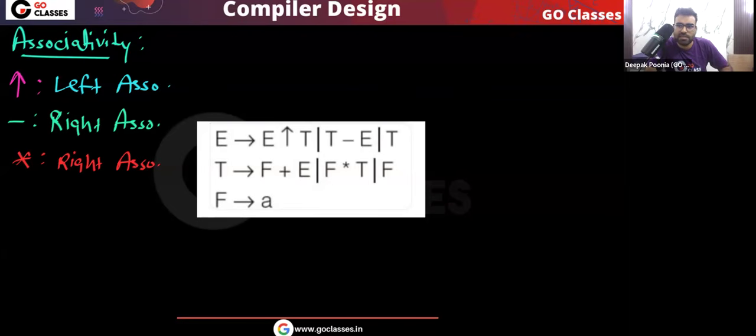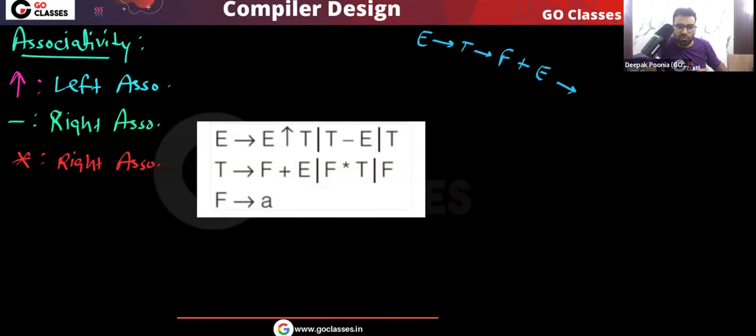Can they come? Let's see. When can this plus come side by side? Because remember, when we are discussing associativity, the operators should come side by side, yes or no? So if you want two plus to come side by side, then you need to do something like this: e will go to t, then this t will go to f plus e.